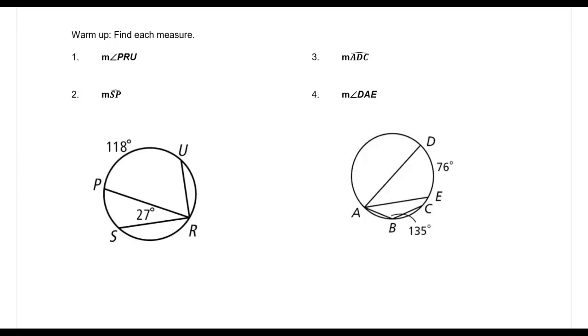Hello geometry students, today's learning target is to review the lesson on inscribed angles. So if we look at this warm-up, problem number 1, we want angle PRU. So I'd like to trace this. So that angle is equal to half of 118. So half of 118 on my calculator is 59 degrees.